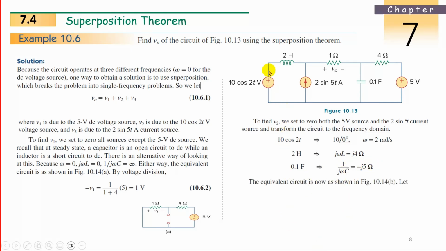Now these three we got. We want only 3 items: this one, this one and this one. Remaining, this is open circuit and this is short circuit. Now draw the circuit. This is the circuit.